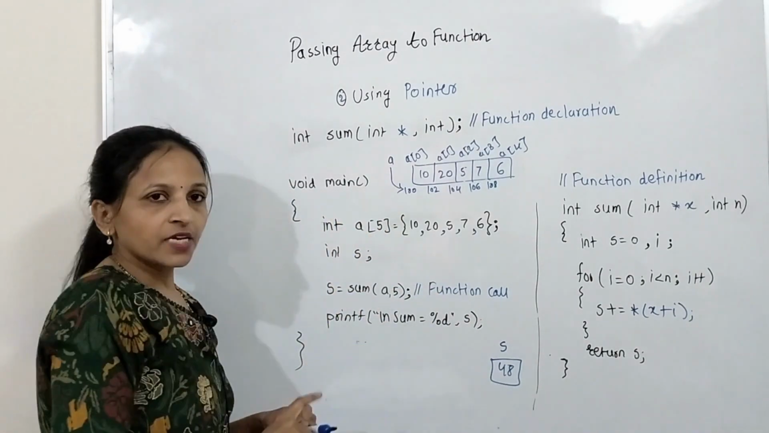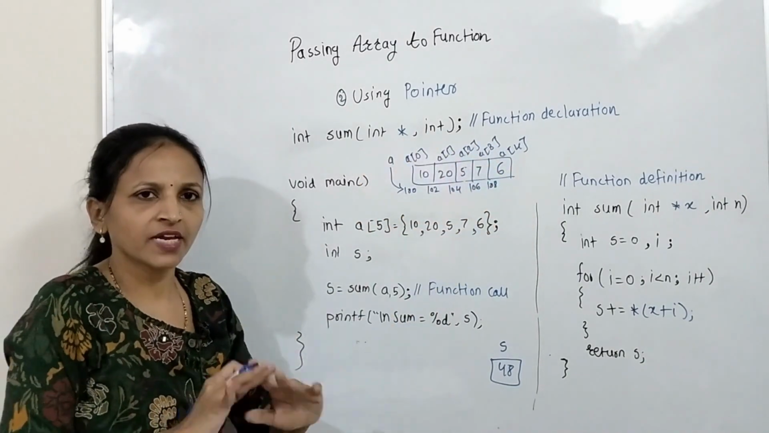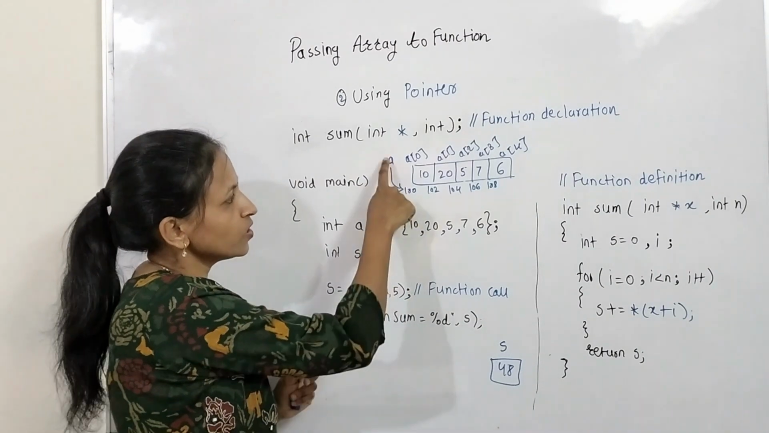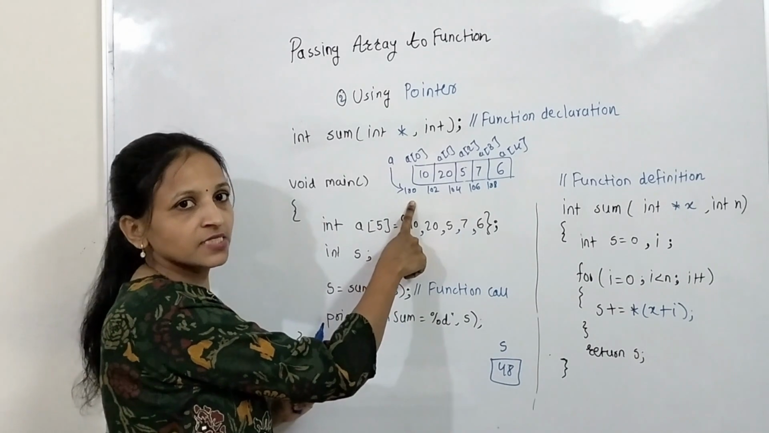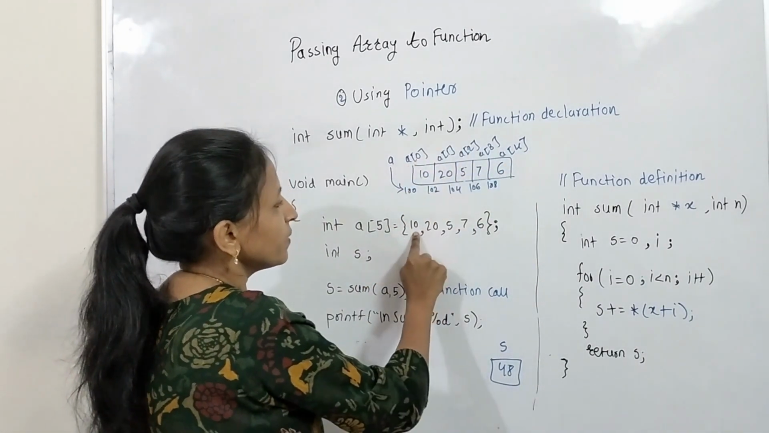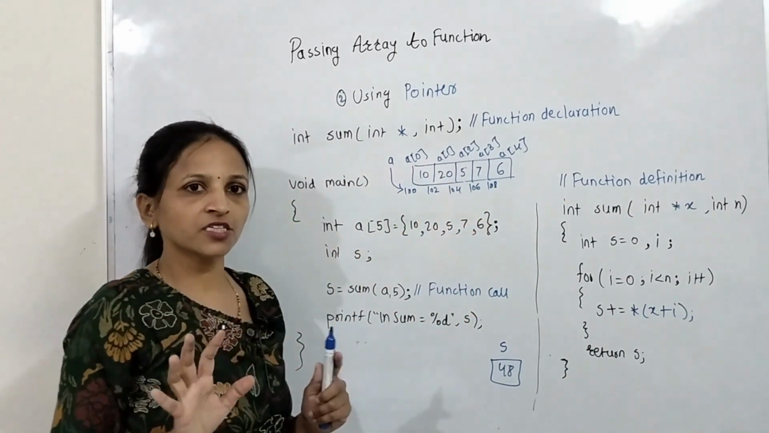We have declared here an array of size 5 having these elements, and the internal structure will be the same. Initially the array name is A and it will hold the base address, that is the initial address of that array, and for all the elements, A of 0 will be 10, A of 1 will be 20, and all the addresses are contiguous.